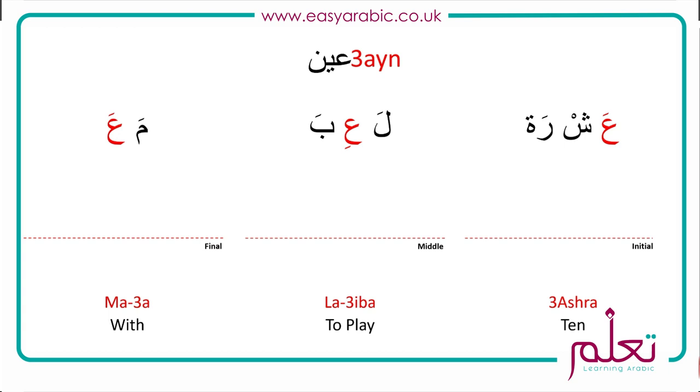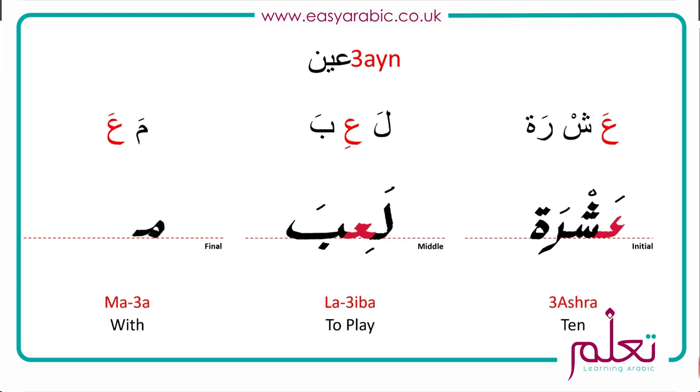So next we have the letter Ayn, and the word is Ashra. That's Ayn. We have the Sheen. Then we have the Ra and the Ta Marbuta. Next we have La'iba, which is to play. We have the Lam, then we have the Ayn, then we have the Ba. La'iba. Sorry, next we have Ma'a, which is with, which is a preposition. So we have Ma, and then the Ayn.